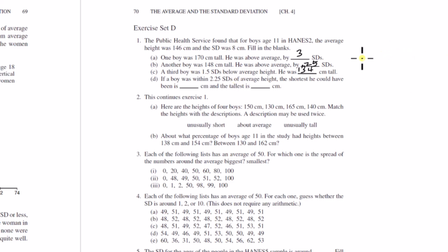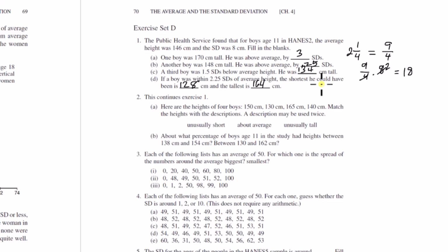So how many centimeters is 2 1/4 standard deviations? All right, 2 1/4 is 9/4. So 9/4 times 8 is 18. So the shortest he could have been is 146 minus 18. That's 128 centimeters. The tallest is 146 plus 18.